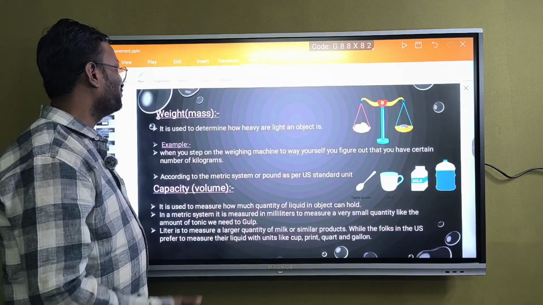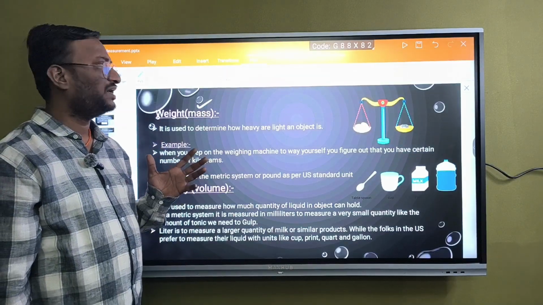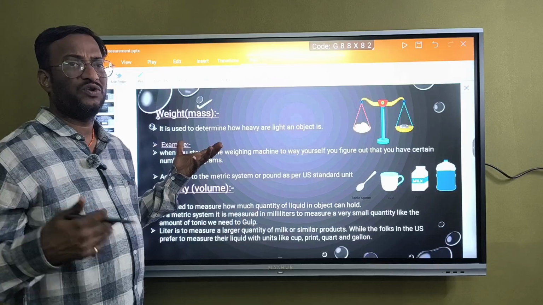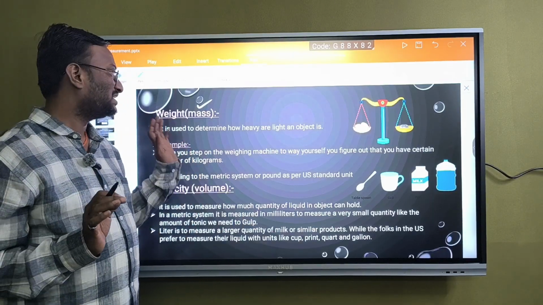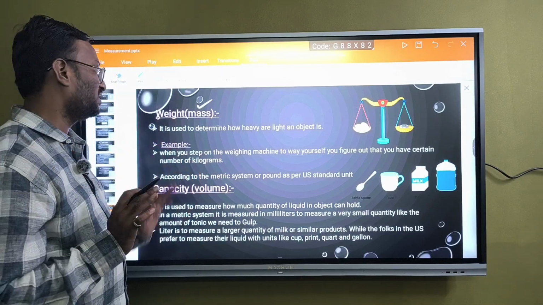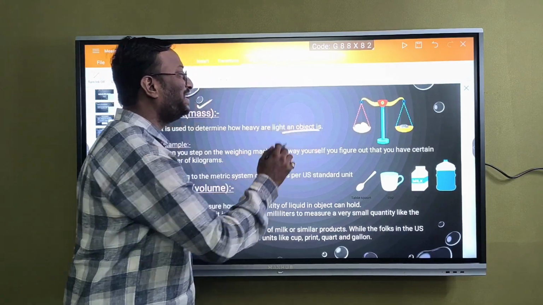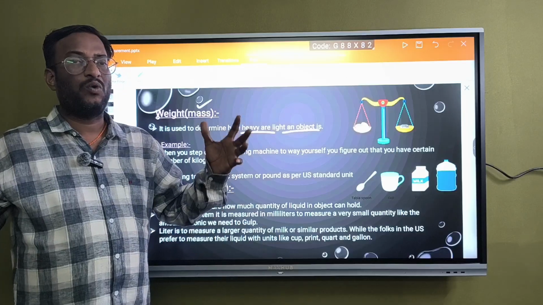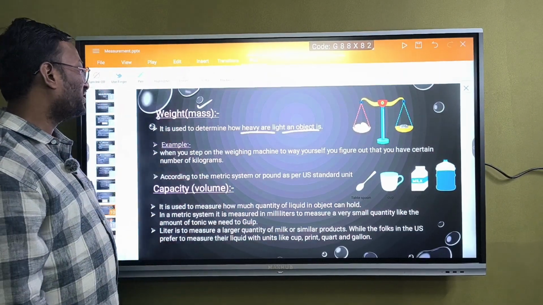And the next one is weight or mass. Up to your knowledge, you consider both weight and mass are the same. Actually these two are not the same. In our future classes we will know the actual difference between weight and mass. Till now you just consider mass and weight both are the same, for our convenience. It is used to determine how heavy or how light an object is. That is what we call weight or mass.